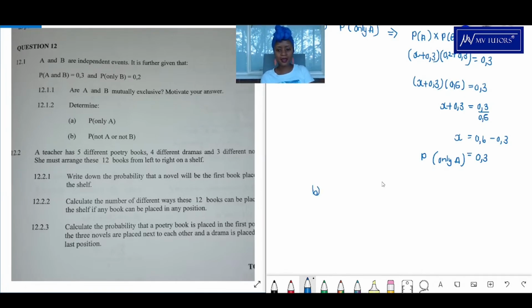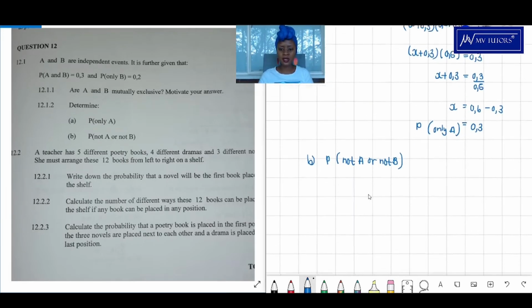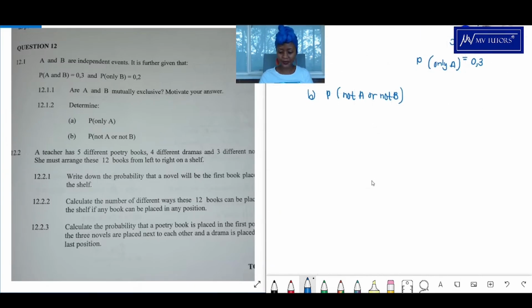Now they say probability of not A or not B. I know these things can get somewhat confusing. So I just wanted to go through a little bit of theory. If you want to move on and just get to the answer, you can fast forward. But for those who want a little bit of theory, we can look at some scenarios so that when you answer this question, it's easy for you. I just wrote my notes here, so I'll be referring to them so that I don't forget anything.